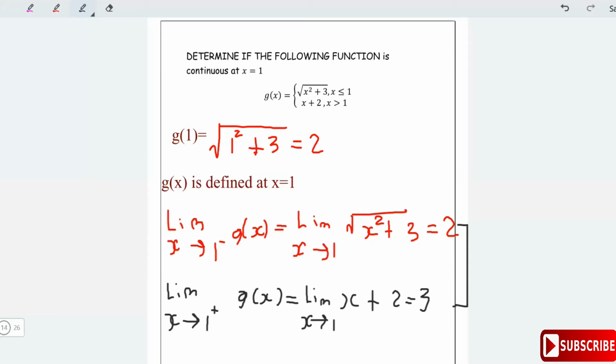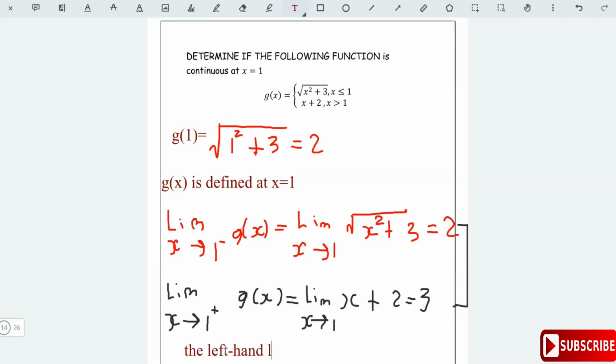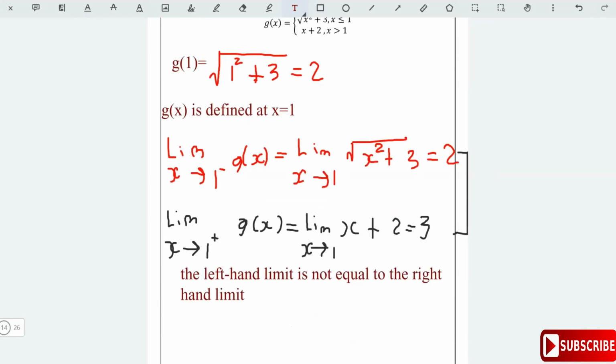Since those two are not equal, we can tell them that the left-hand limit is not equal to the right-hand limit. That's if you want to write it out in words. I generally don't recommend you write it out in words.